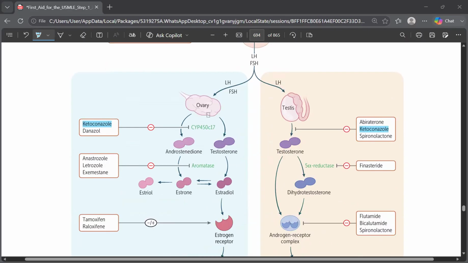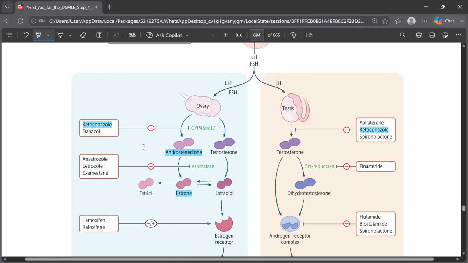So the ovary produces two hormones, androstenedione and testosterone. Now, the androstenedione gets directly converted into estrone by aromatase, and testosterone gets converted into estradiol in the presence of aromatase, and estradiol can get converted into estrone, or it can directly act on the estrogen receptor. So, when the ovary produces androstenedione, it does so under the influence of CYP450 C17, and this can be inhibited by ketoconazole and danazol.